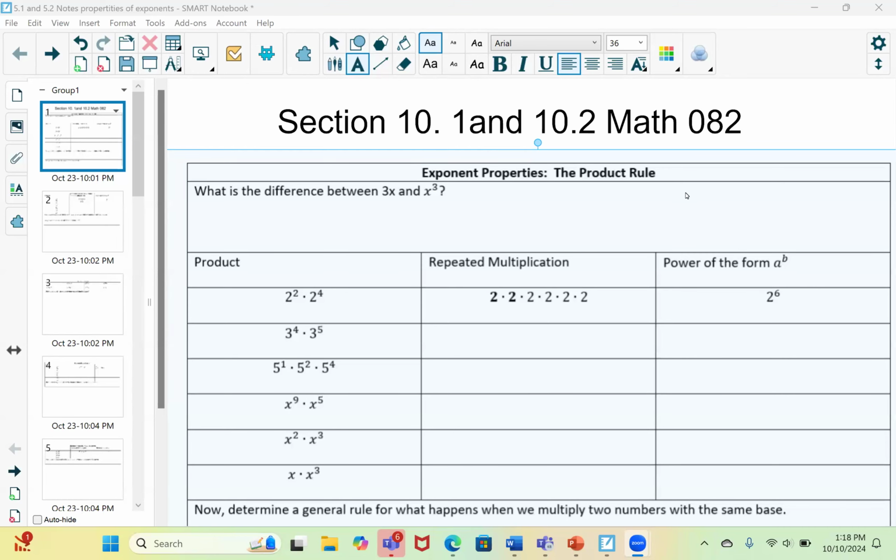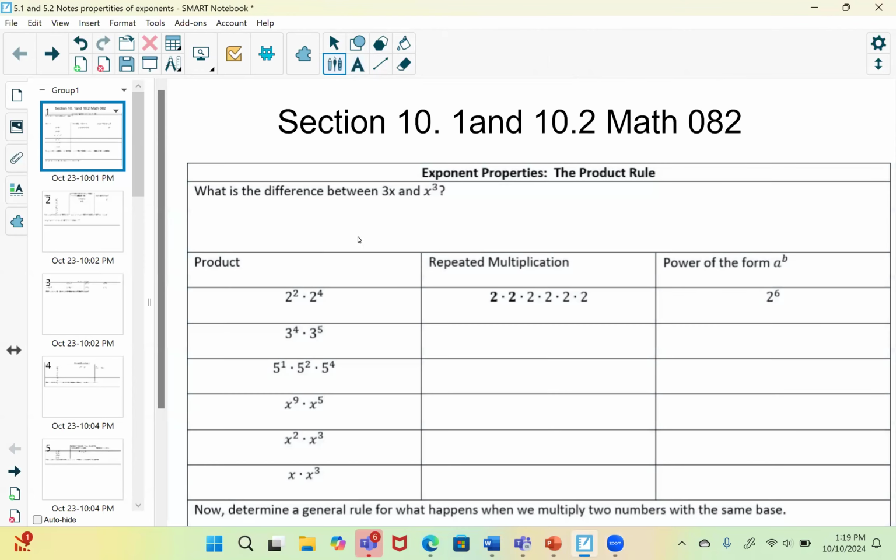So in this video, we're going to start Unit 2, and we're going to look at Properties of Exponents. So you are going to get out the note sheet that I gave you in class called Section 10.1 and 10.2, Math 082. If you were not in class and don't have it, then I did post it as an announcement on Brightspace, and you can print it out.